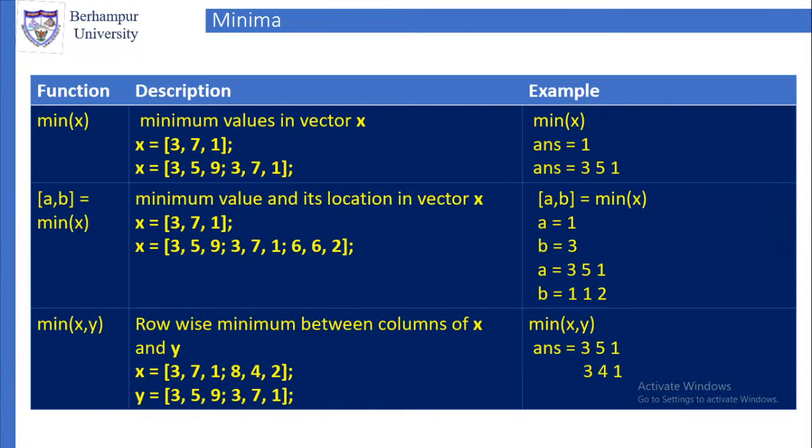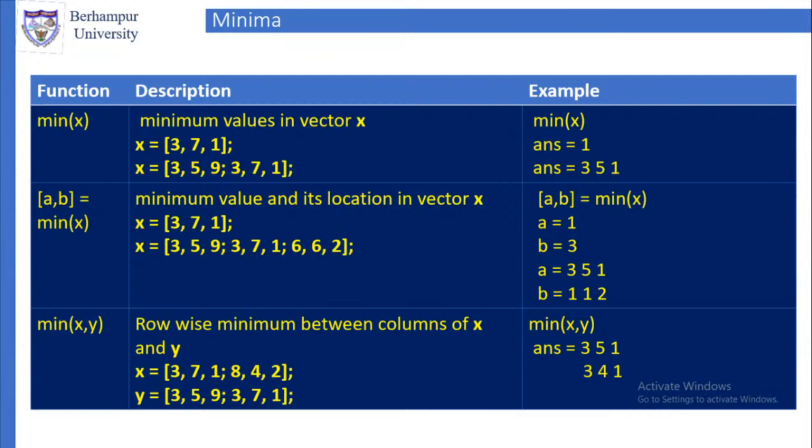The first row is 359, the second row is 371, then the answer will be 351. Similarly, [A B] = min(x) will give us A equal to 1, B equal to 3. For the first row, x is equal to 371. The minimum is 1, and it occurs at the third position. So A is equal to 1, B is equal to 3.